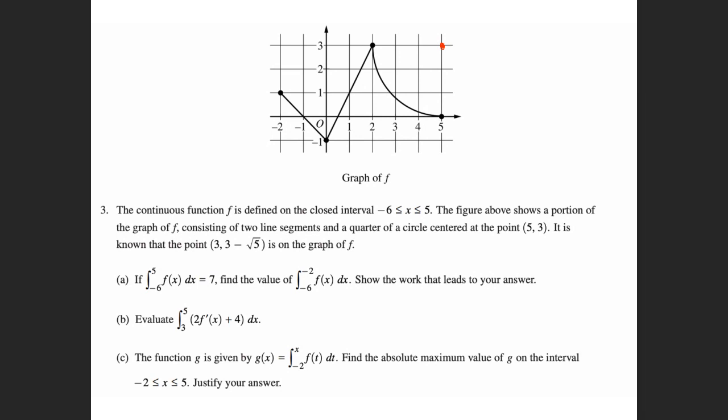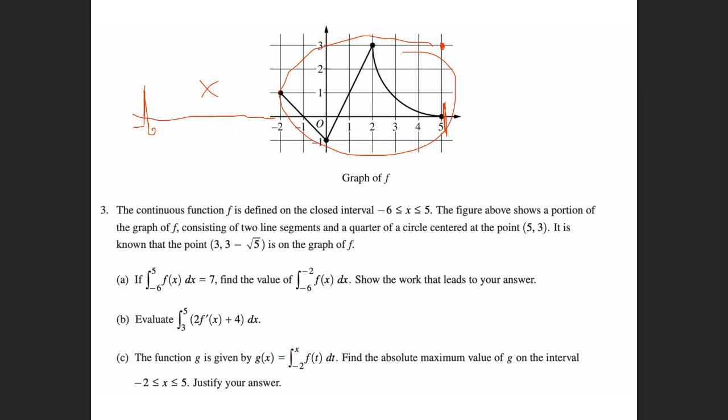Now this one, it's kind of weird because this thing doesn't even go back to negative 6. But it tells us that between negative 6 and 5, the value is 7. They want to know what the value from negative 6 to negative 2 is. So if you think about it, it's 7 from here to here, a total of 7. Now if we subtract off this, we would be left with this, wouldn't we?